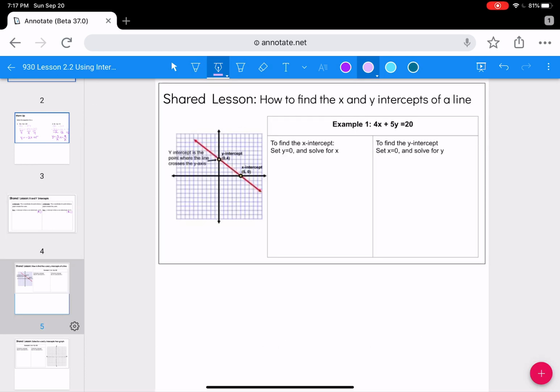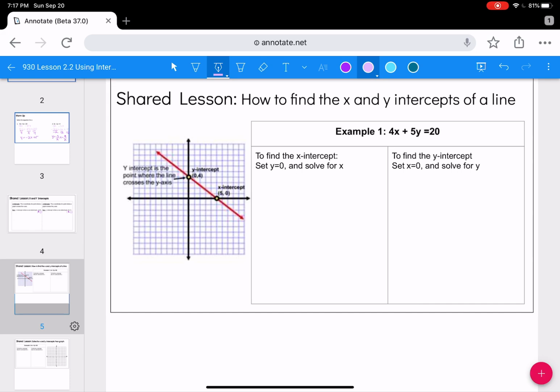On slide 5 here, we're going to talk about how you will actually find your x and y intercepts of a line. So we're given an equation, 4x plus 5y is equal to 20. Now we want to find the x-intercept. How do we do that? We set y equal to 0, and then we solve for x. So again, we're finding the x-intercept here. We're finding the x-intercept, and we set y equal to 0, and we solve for x.